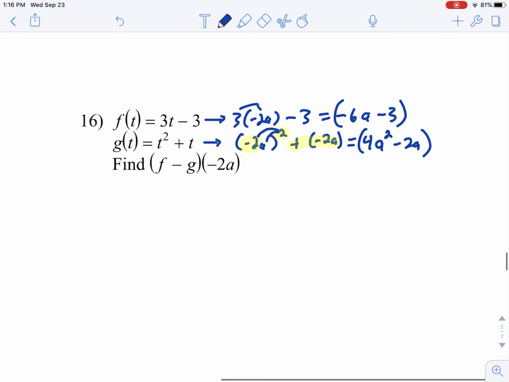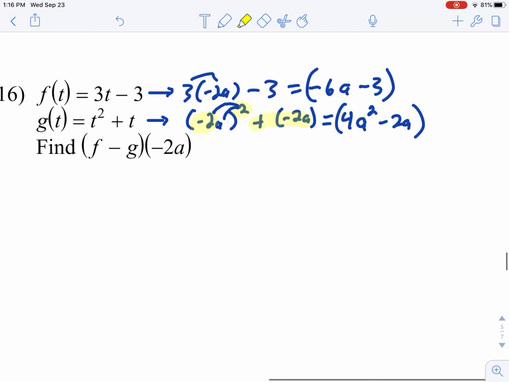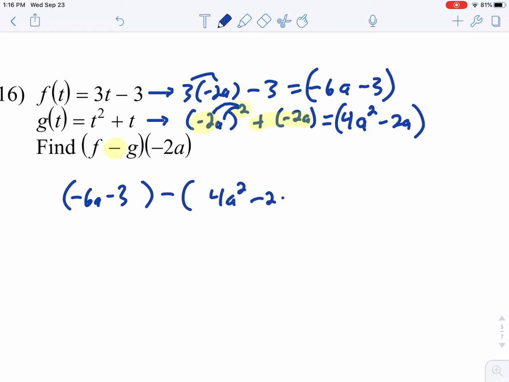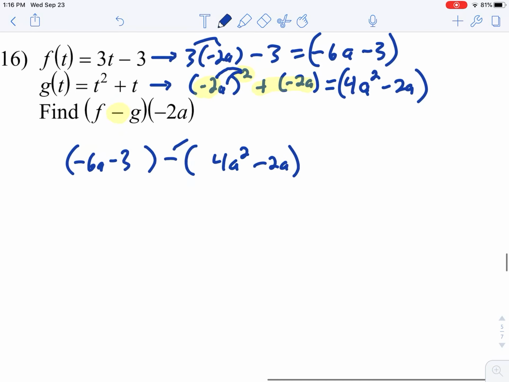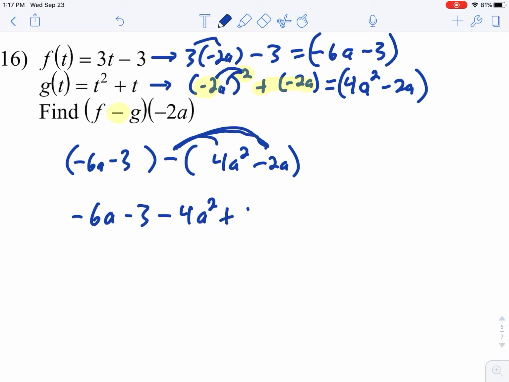And there's the g. Now we are supposed to subtract these. F, negative 6a minus 3, take away g, 4a squared minus 2a. Have to distribute that negative sign, so you get negative 6a minus 3 minus 4a squared, minus minus turns to plus 2a.